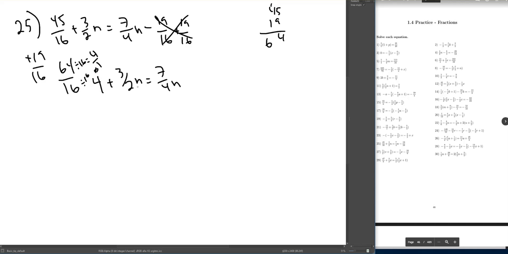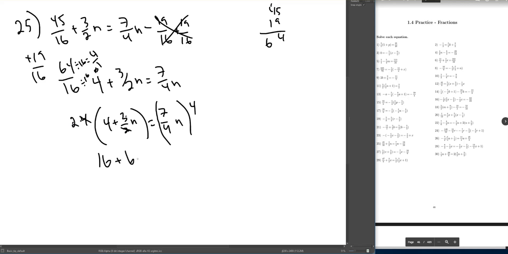So let's multiply both sides by 4, shall we? 4 plus 3/2n equals 7/4n, multiplied by 4 here, multiplied by 4 here. All right, 4 times 4 equals 16. 4 times 3/2, cross divide here. 2 times 3 equals 6n, because we've eliminated the denominator 2. Here, the 4s cancel, right? We cross divide, because this is really 4/1. And we did that. 7n equals 7n. Let's move this 6n over here. That's 7n minus 6n equals n.